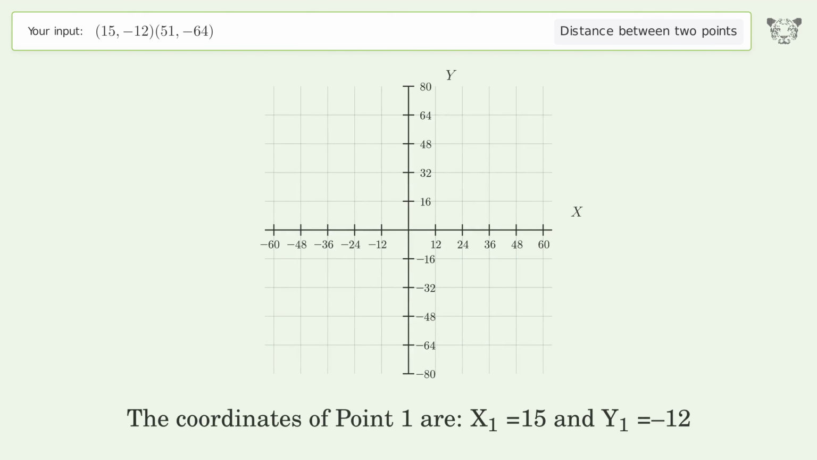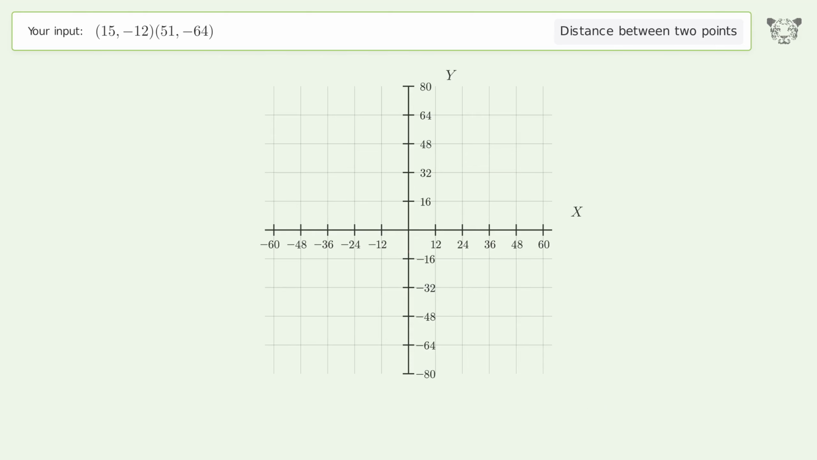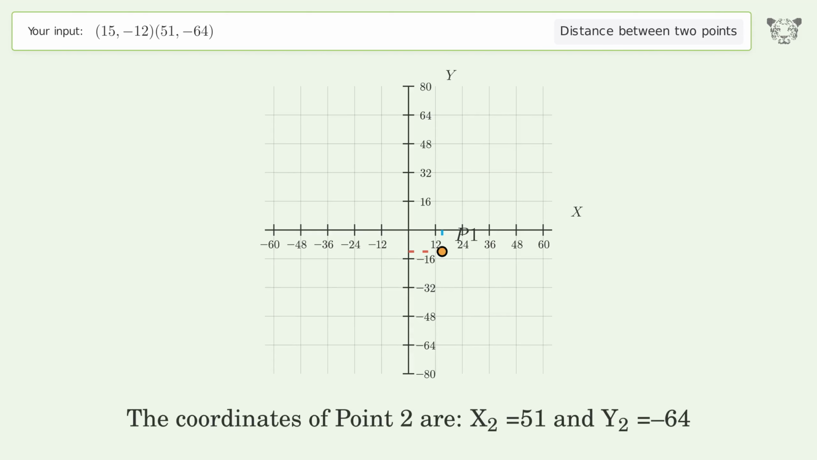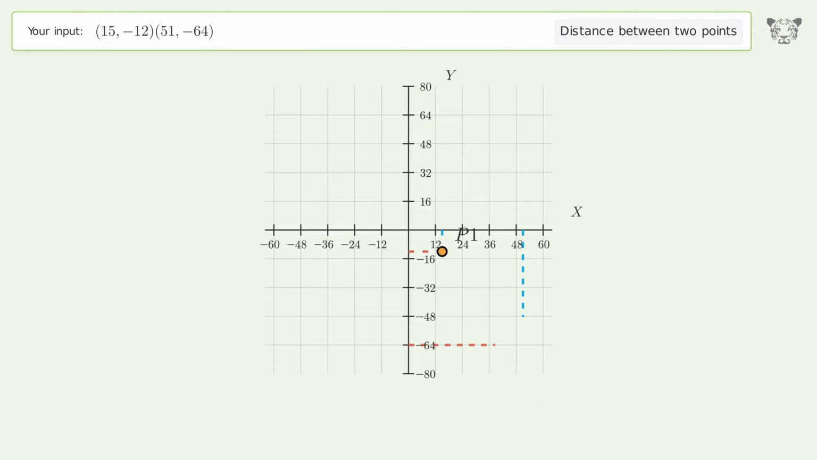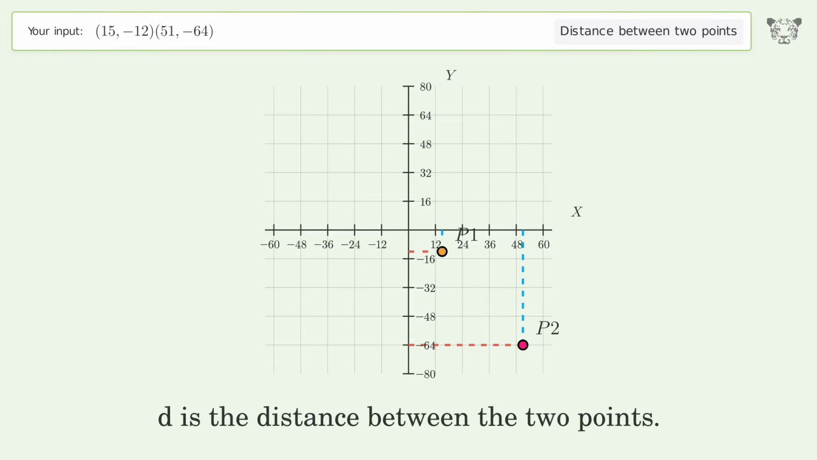The coordinates of point 1 are x1 equals 15 and y1 equals -12. The coordinates of point 2 are x2 equals 51 and y2 equals -64. D is the distance between the 2 points.